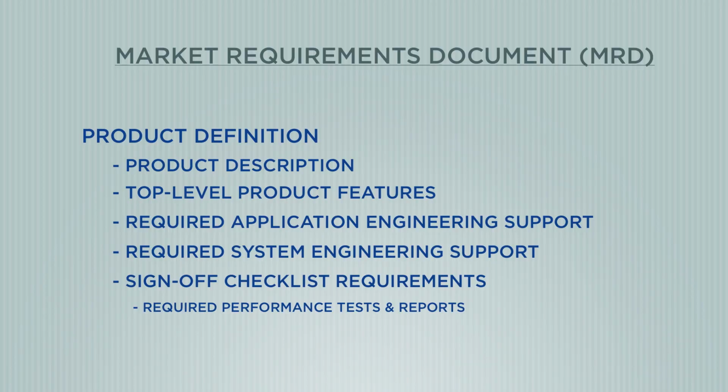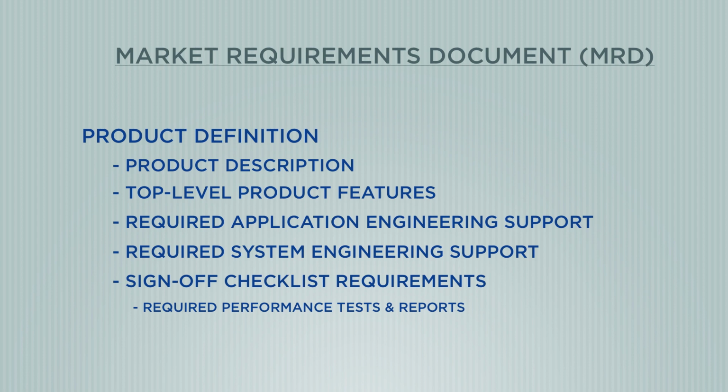So you've painted in broad strokes what the product is, and now you want to get to a little bit more detail. Talk about the product description, the top level product features, and now you want to talk about the effort required by the company. In other words, what kind of application engineering support you need, what system engineering support, to develop some additional boards or additional applications or test cases to go with the product.